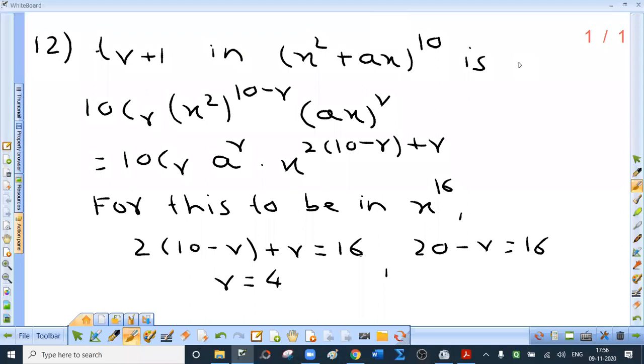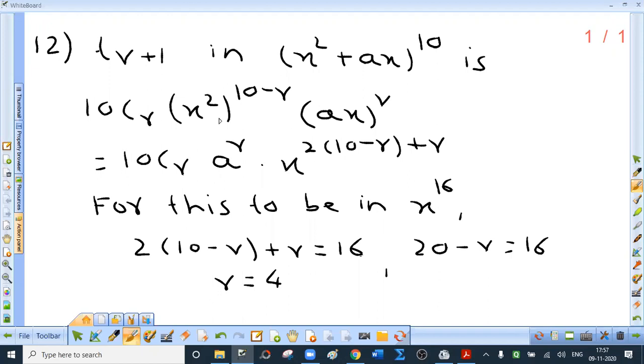Sum number 12. If the coefficient of x raised to 16 in the expansion of (x square plus ax) raised to 10 is 3360, find a. So first we find the general term in the expansion. This is 10Cr, (x square) raised to 10 minus r, (ax) raised to r. Now a raised to r is constant, so we take this outside the bracket. We want a single term in x so that we can equate its index with 16 because we want the coefficient of x raised to 16.